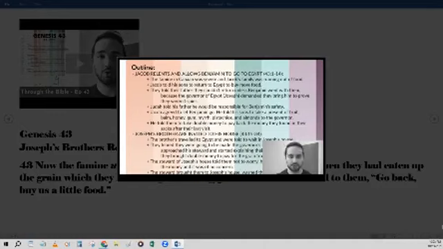I think I've broken this chapter down into two big sections. The first one is verses 1 through 14. Jacob relents and allows Benjamin to go to Egypt.